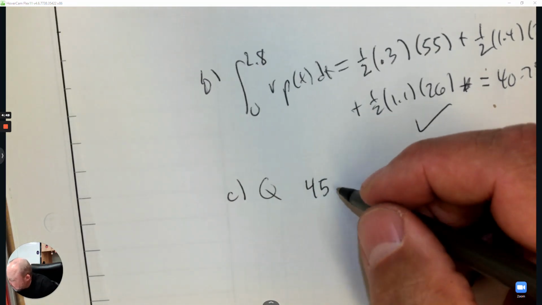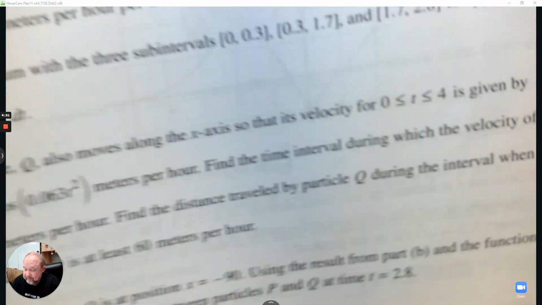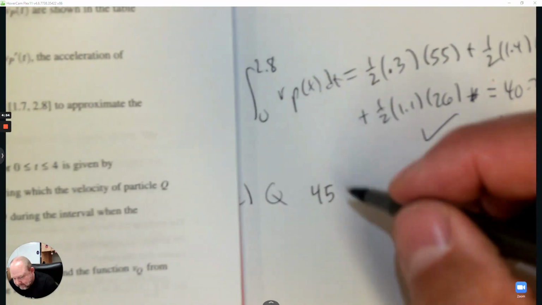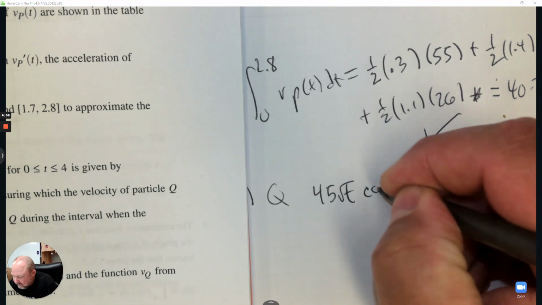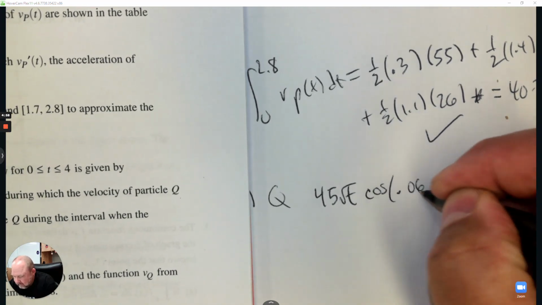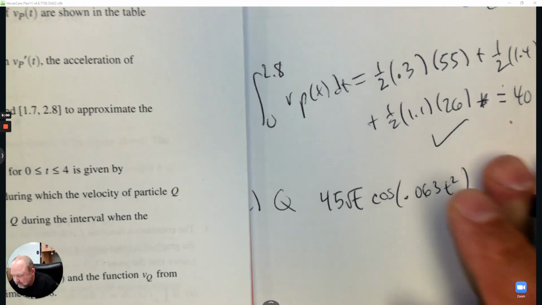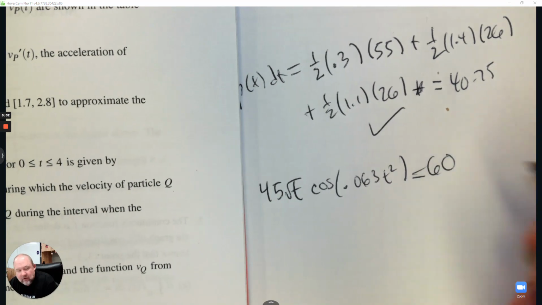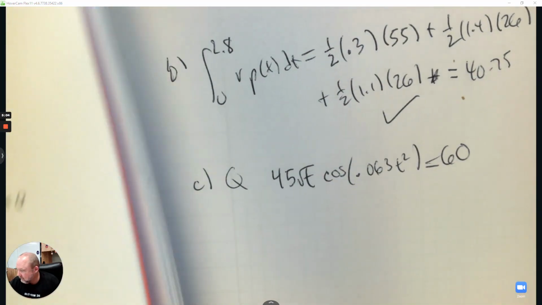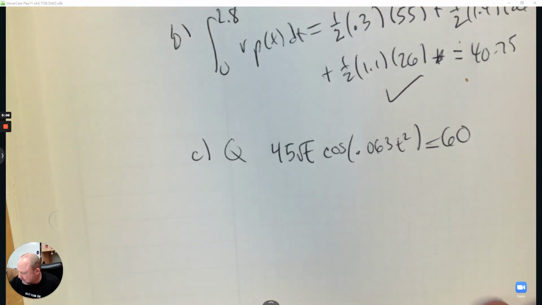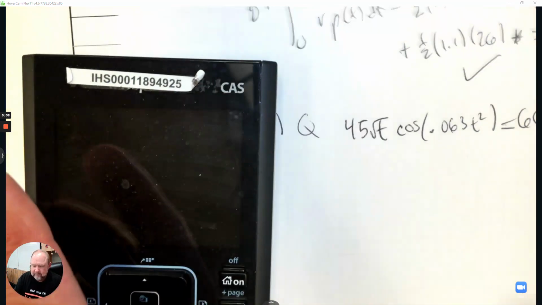So it's 45, can't even read it, square root of t, cosine, look at that. Could they put an uglier equation in there, right? So I want to know when it's at least, so 60 or above. So this is what we're going to do. We're going to graph this from 0 to 4. We can do it.